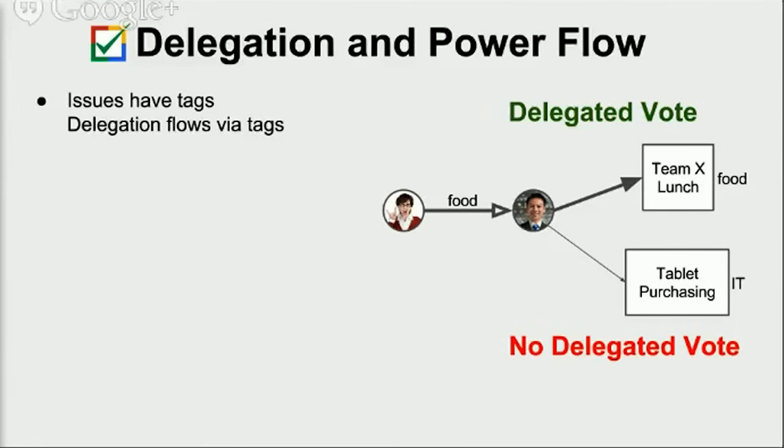First, we've got the notion that there are issues. Obviously, there are people and there are issues. That's kind of obvious. But we went with this concept of tags, that issues have a tag. For example, the lunch issue is tagged food, and delegation flows via tags. So this woman, Sherry, delegated her food voting power to Lynn, and he voted on the lunch, and thus he had 2 votes for that vote because of the delegation. She did not delegate her IT tag to Lynn, so when Lynn voted on tablet purchasing, he only had his own vote.